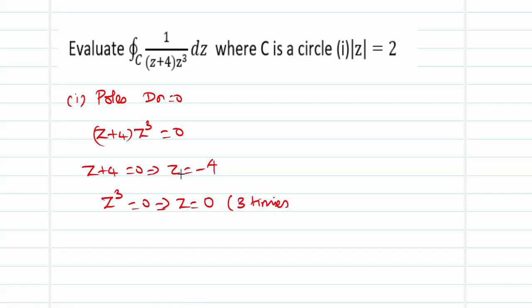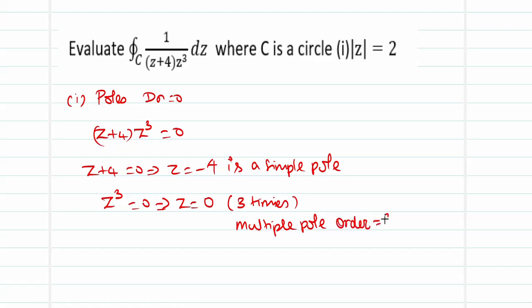In which case z equal to minus 4 is going to be a simple pole, but this point with z equal to 0 is going to be a multiple pole. And what is going to be the order of the pole? Order is going to be equal to 3. So the first point, pole, has been got. What is the second point? Second point is drawing the boundary. What is going to be the boundary? Mod z is equal to 2.